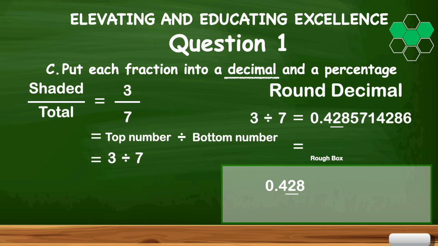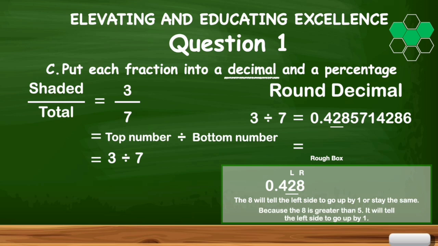The 8 is going to impact that underlined 2. So we're going to label that 2 left, and we're going to label that 8 right. The 8 will tell the left side to go up by 1 or stay the same. Because the 8 is greater than 5, it will tell the left side to go up by 1. So the final answer will be 0.43. So that's your answer.